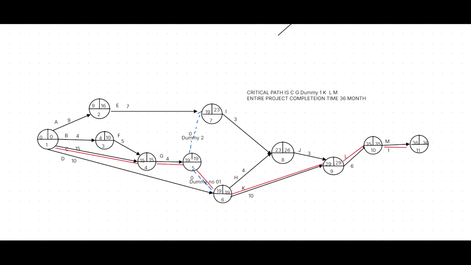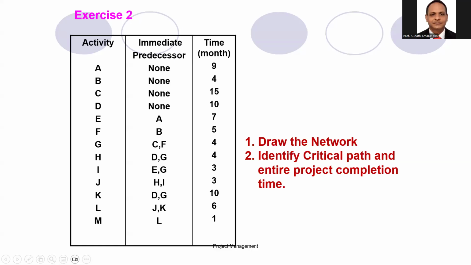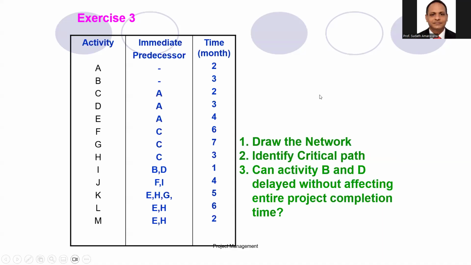Right. In my handout, I have another question actually. Do you like to continue, or would you like to do it as homework? It's up to you. If you like, I think it's much better we do the next example also, because I have an additional question. Draw the network, identify the critical path. Can activities B and D be delayed without affecting the entire project completion time? This is a new question. This is the last one under the CPM method. After that we can move to the PERT method, project evaluation and review technique.